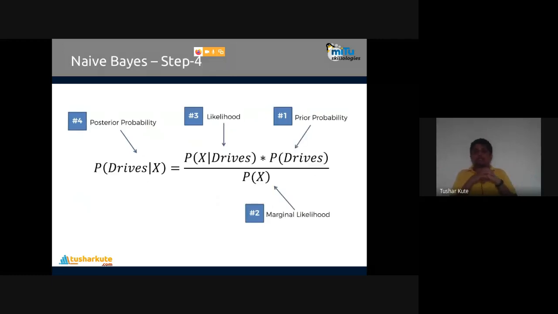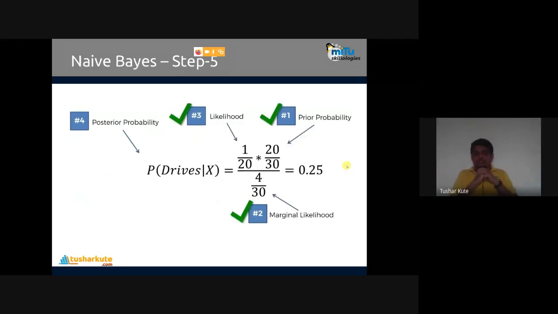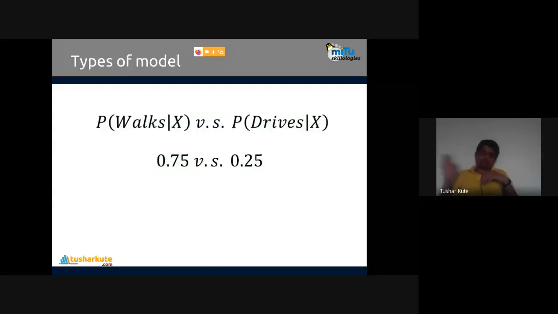What's the probability that X will be in driver now? Put all the values together. See, 1 by 20, then into 20 by 30 divided by 4 by 30 equals, I got 0.25 for this case. So probability of X being driver in the drive category is 0.25. Correct. That's it.